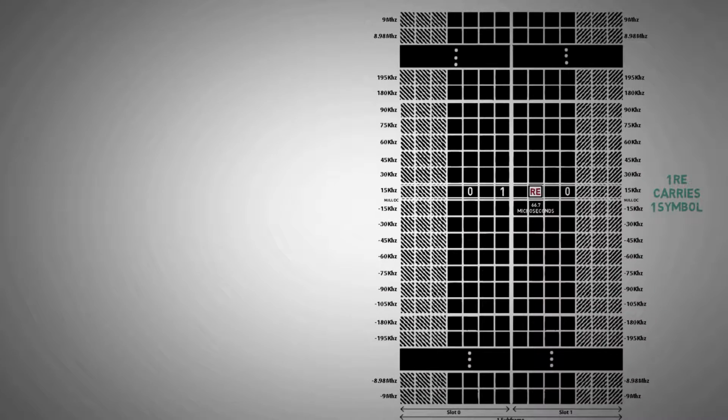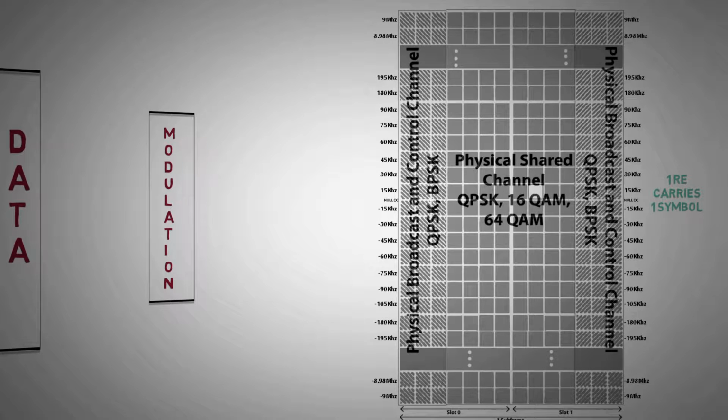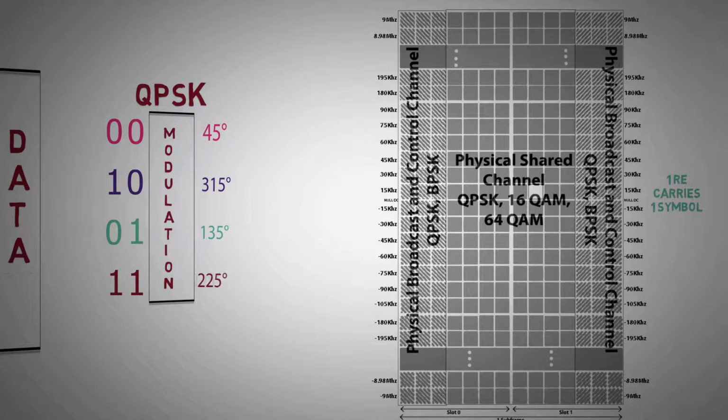Now, in order to transmit data over these resource elements, first the data is modulated with a specific modulation scheme. This scheme depends on the physical channels mapped on the resource grid. Suppose we have 8 bits of data to be transmitted using QPSK modulation. The data will be divided into 4 parallel streams of 2 bits. Phase and amplitude assignment is done according to the QPSK constellation.